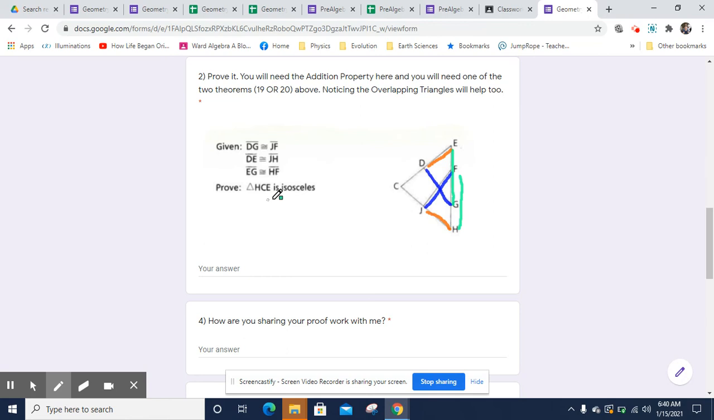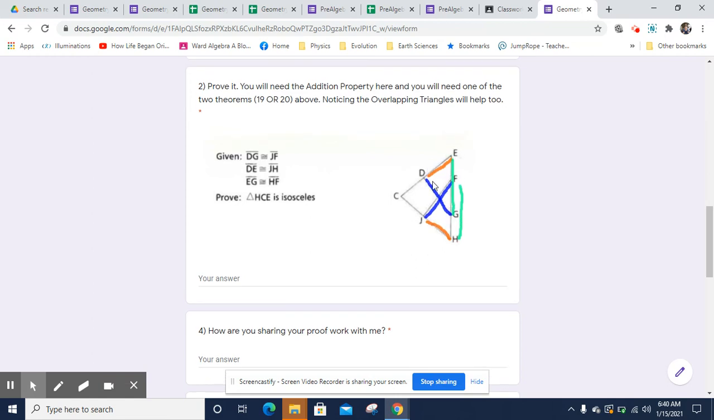So we need to prove HCE is isosceles. Let's take a look at what we've got. We've got a couple of overlapping triangles, and they're going to give us what we need, because they have 3 congruent sides, which allows us to prove that these 2 triangles are congruent. If we can prove that, then we'll be able to prove that these 2 angles are congruent. And if we can do that, we can invoke Theorem 20, which says that if the base angles of a triangle are congruent, and we can treat these as base angles, even though this is a side, off to the right.